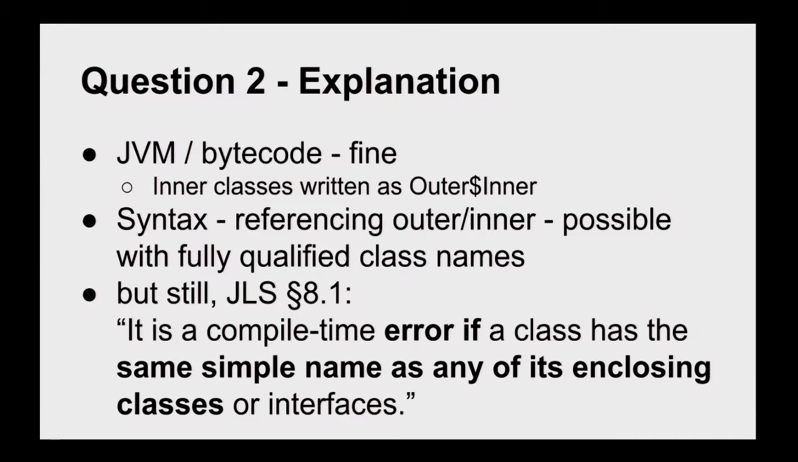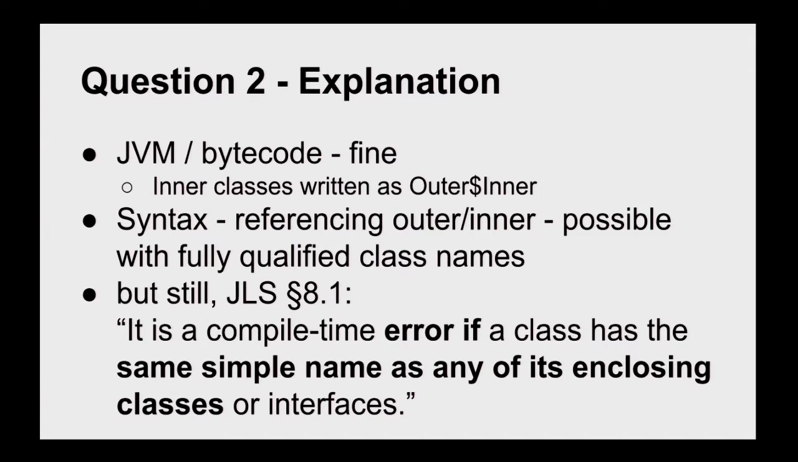So there's lots of reasons why you think it should compile, which is if you know about how the class is encoded in bytecode, you know that the inner class gets written as just outer dollar inner. The JVM has no knowledge about inner classes. That's all done by the Java compiler. So it seems like it should work. And the syntax as well, you might think that you can't reference the inner versus outer, but you can if you just use fully qualified class names.